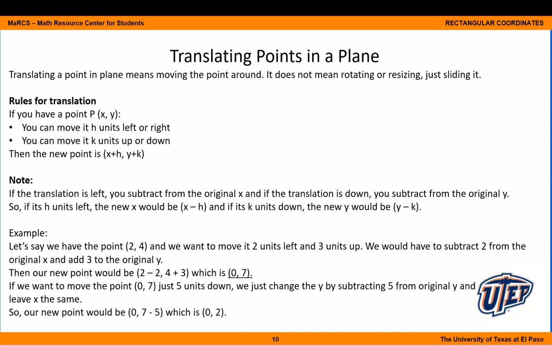Now let's talk about translations. A translation means we move a point without rotating or resizing it, just sliding it. If we start with (x, y), the new point becomes (x plus h, y plus k), where h is horizontal movement and k is vertical movement. Left and down mean subtraction, right and up mean addition.